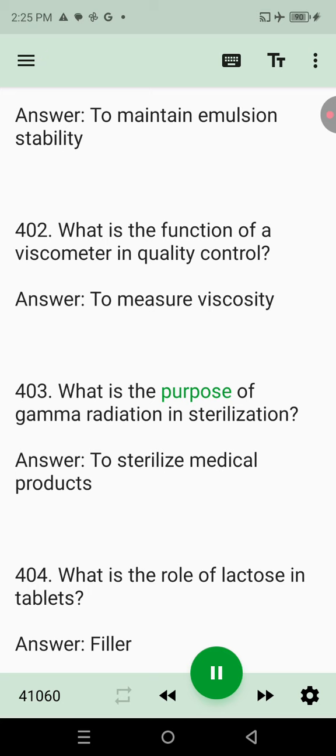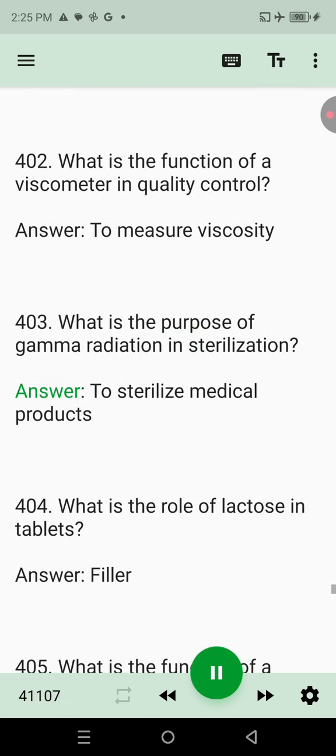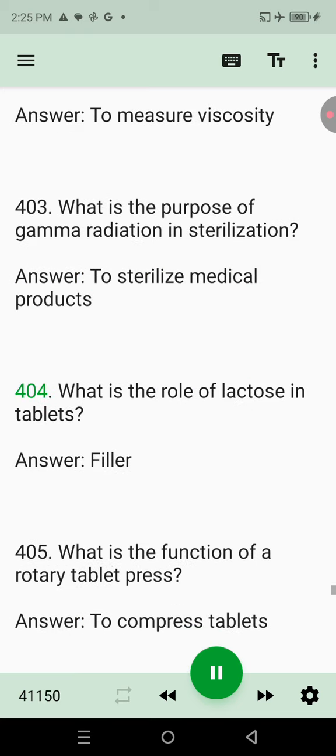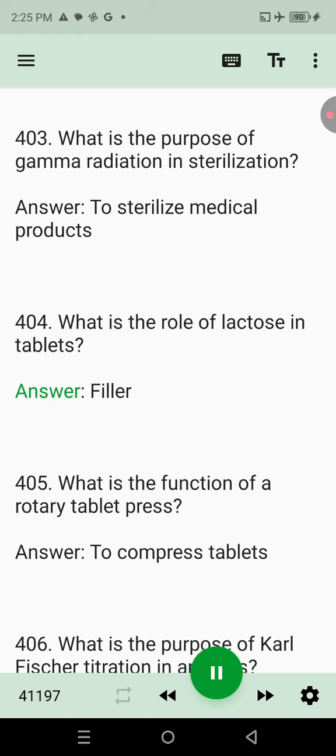403. What is the purpose of gamma radiation in sterilization? Answer: to sterilize medical products. 404. What is the role of lactose in tablets? Answer: filler.